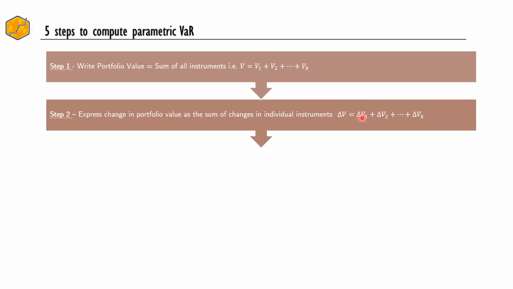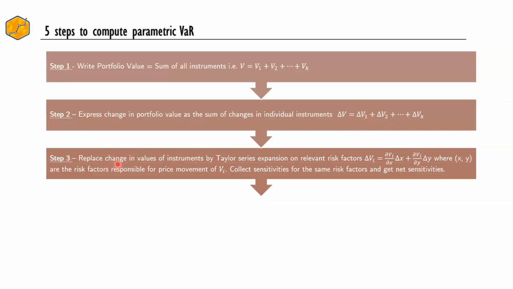In an option, we had S, the underlier, and sigma as the main risk factors. Correct. So this change in value of the instrument, you can expand using Taylor series. Each one of these, expand using Taylor series. That's the third step. Replace the change in values of the instruments by Taylor series expansion on relevant risk factors. So let's say a particular instrument is a function of 2 risk factors, X, Y, just an example. Then using Taylor series, you can expand the change in value of that instrument using this equation: del V by del X times delta X, del V by del Y times delta Y.